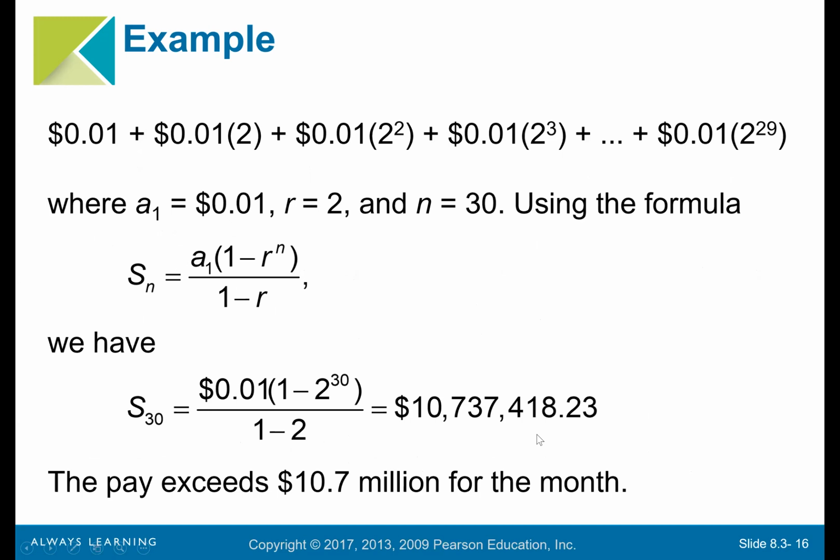At the end of the month, you'd make $10,737,418.23. How about that? Yeah. Geometric series increase very quickly, and it's all due to this. We took 2 to the 30th power. So we did 2 times 2, 30 times, which made that number really large.